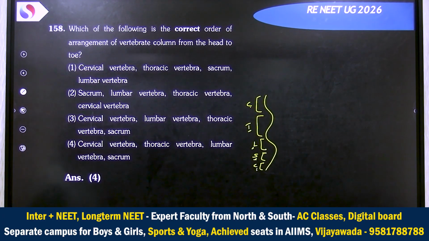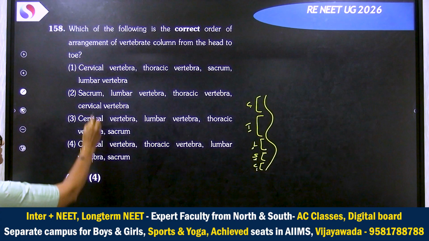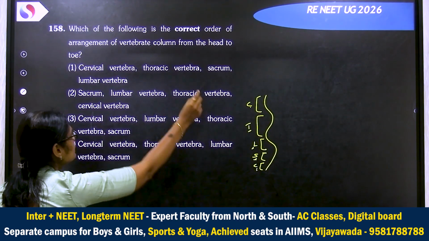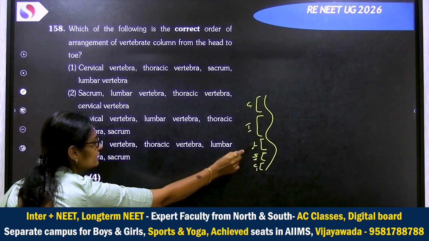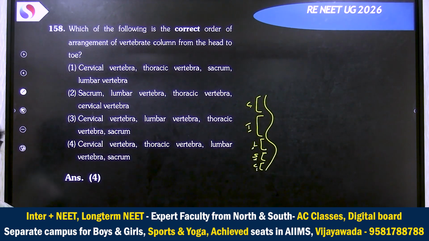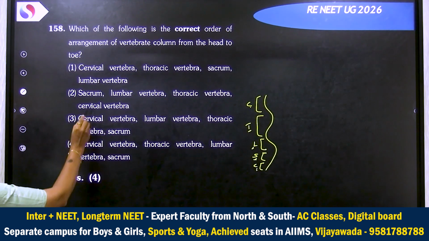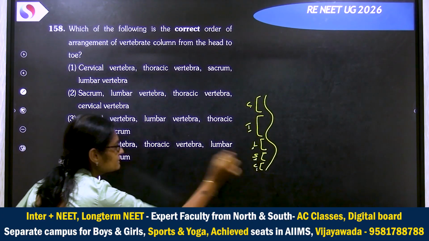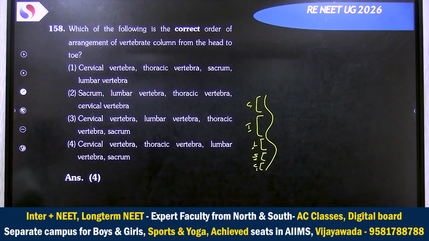What is the question they gave? The correct order of arrangement. What is the correct order? See here they gave cervical vertebrae, thoracic vertebrae, and then they jumped to the sacrum and then gave lumbar. The first option will not work. We will move to the second option. Sacrum is the tail part we can see, so that will not be the correct option.